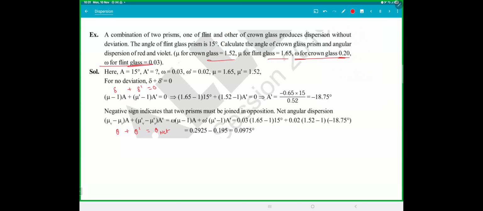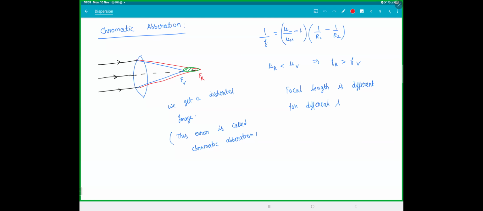So in the first case, you're saying the average deviation is 0. So delta plus delta dash is 0. This is the formula. And that's your net angular dispersion. Net angular dispersion is theta plus theta dash. So you can check it out. It is just all formulas. This is important. This will mostly be there in CET.